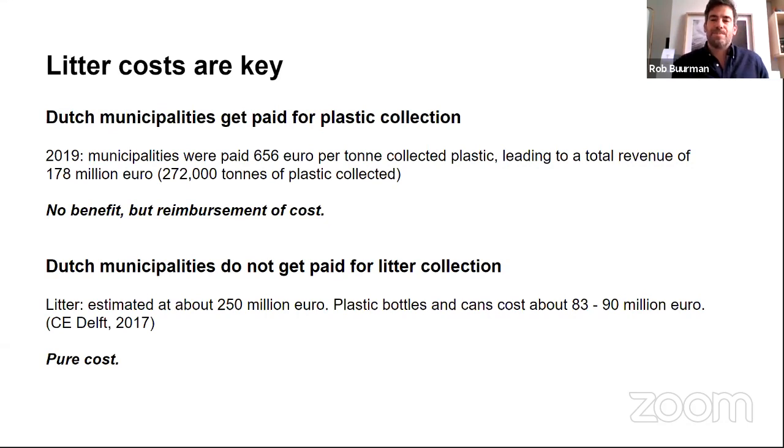But if you compare it to the actual litter cost, in the Netherlands that's estimated at 250 million euro, of which about 83 to 90 million euro is only for plastic bottles and cans. That is a pure cost. They're not getting reimbursed for that at all. This is something they will have to pay out of their own pockets, which, because they're municipalities, are the pockets of the taxpayers.